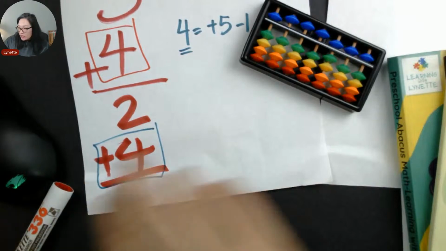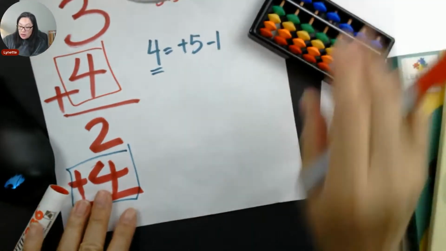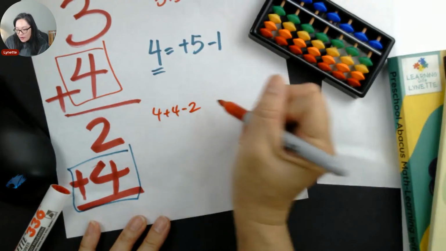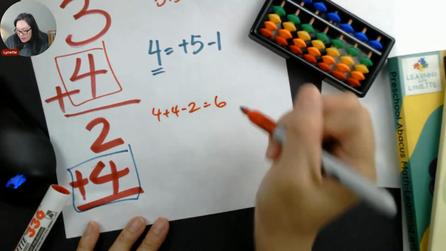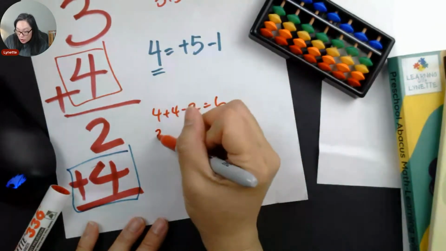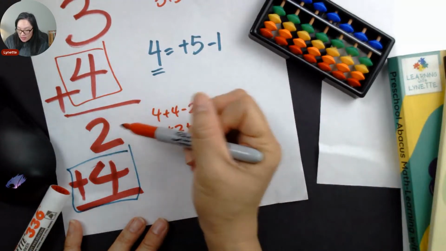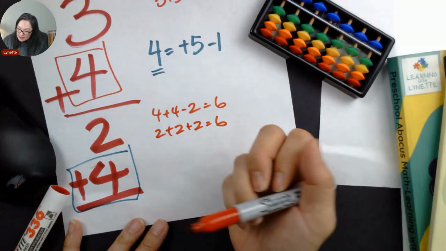Well, again, we can talk about our doubles. We can do doubles, 4 plus 4, and then we have to take away 2. So that would be 6, right? Or we can do 2 plus 2, and then plus another 2, which is 6, because this would be our doubles. You could learn that. That's not a problem.